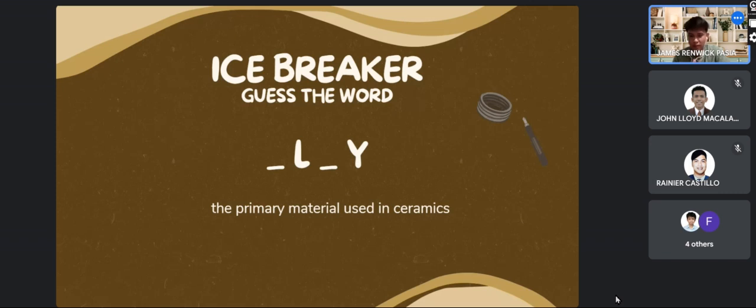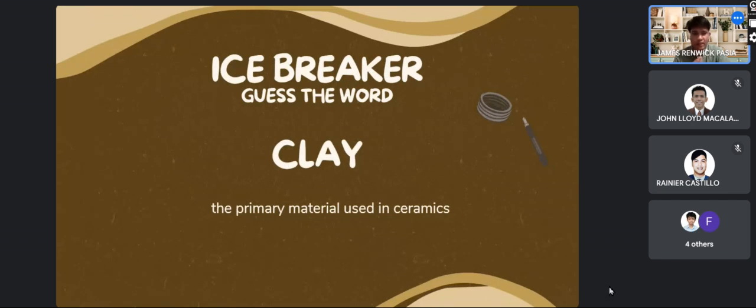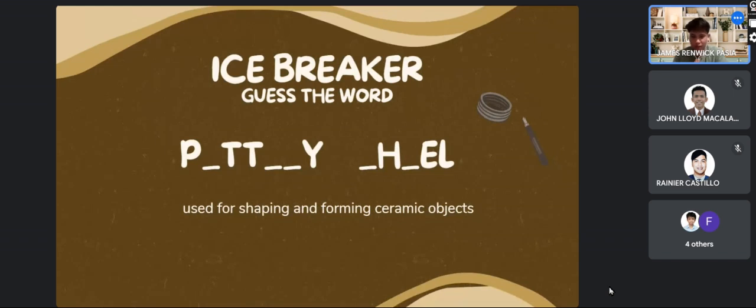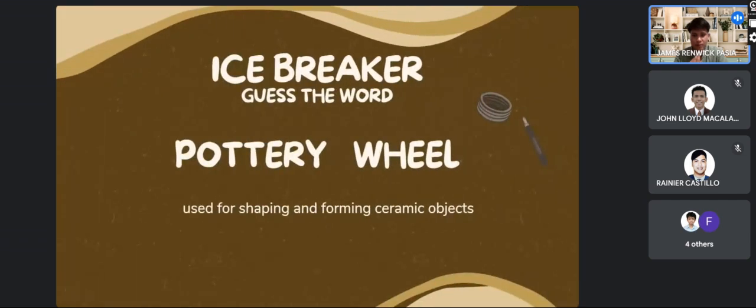First word. This is the primary material used in ceramics. Our first word is clay. Next word. The second word. This is used for shaping and forming ceramic objects. This is pottery wheel.